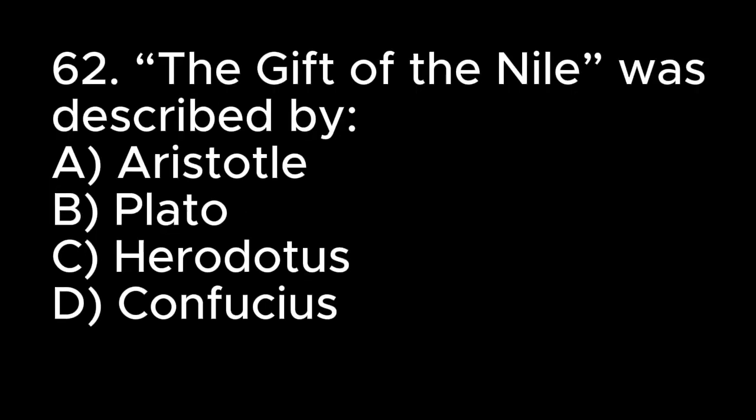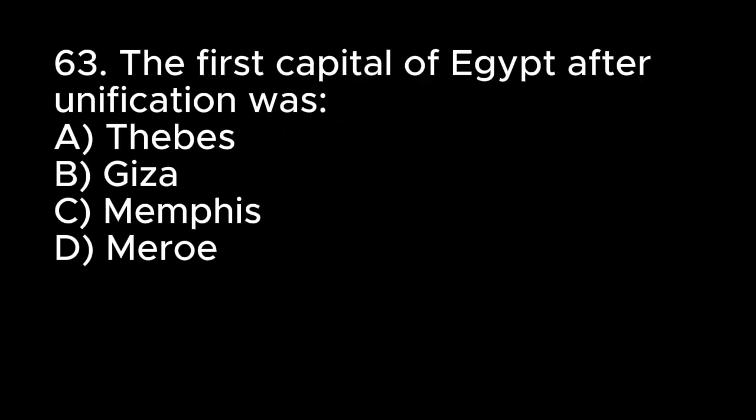62. The gift of the Nile was described by A. Aristotle. B. Plato. C. Herodotus. D. Confucius. Answer: C. Herodotus called Egypt the gift of the Nile. 63. The first capital of Egypt after unification was A.